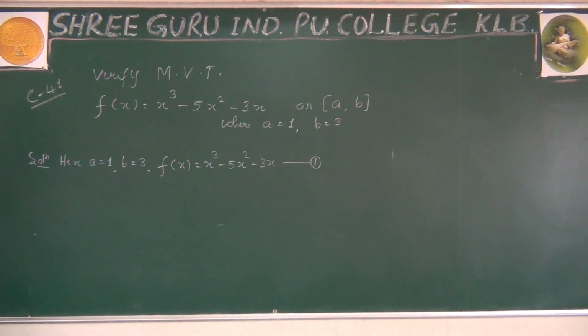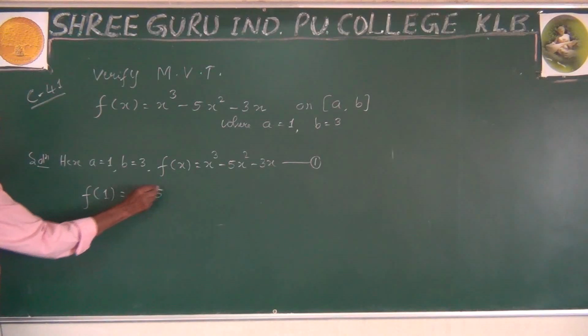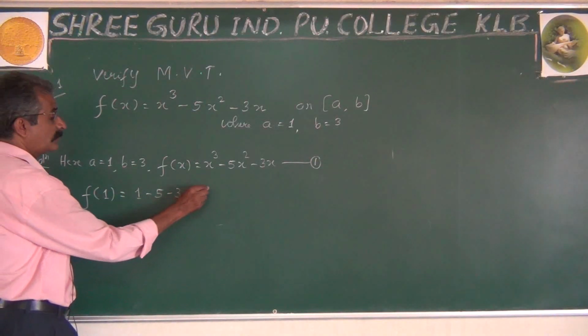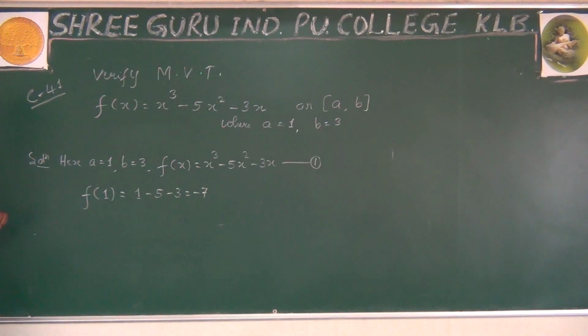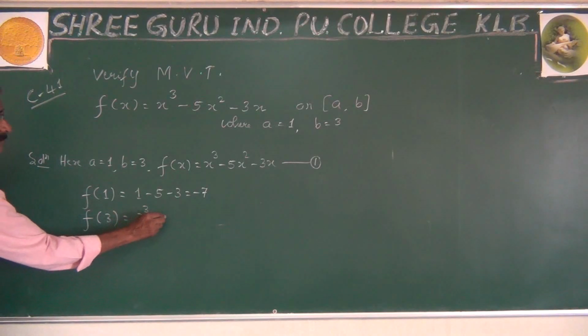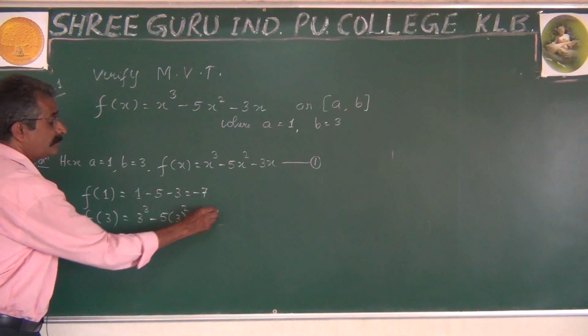Let's calculate f of a, f of b values. F of a means f of 1: 1 cube, minus 5 into 1 square, minus 3 into 1, total minus 7. At the same time, f of 3 equals 3 cube, minus 5 into 3 square, minus 3 into 3.